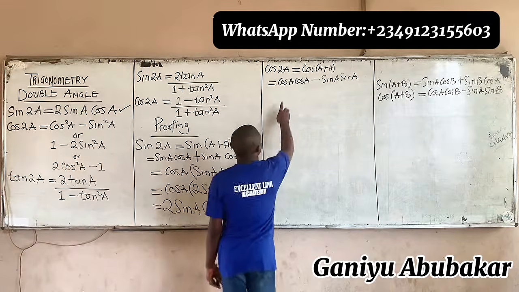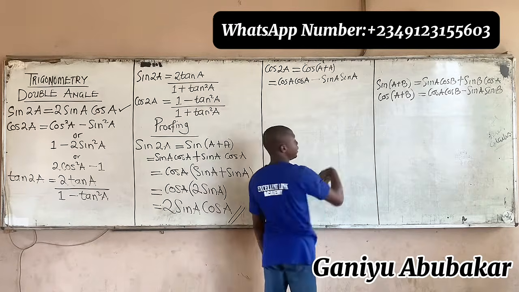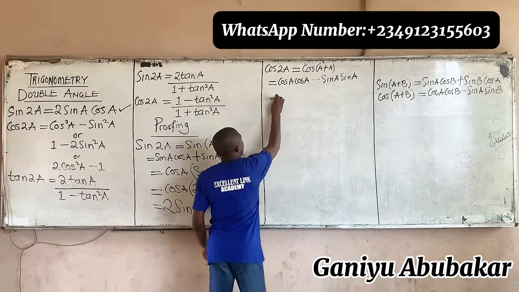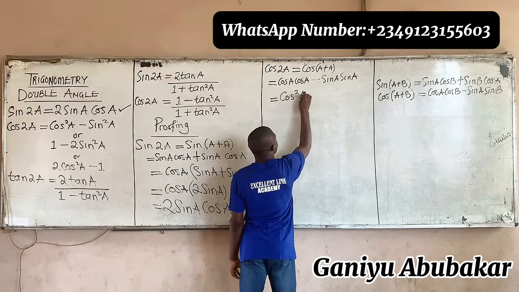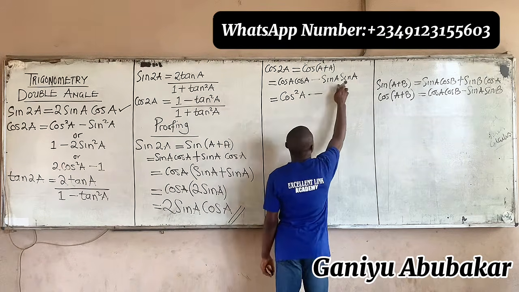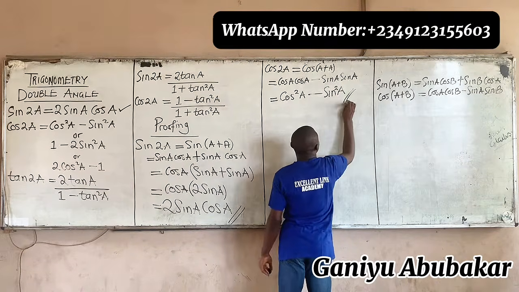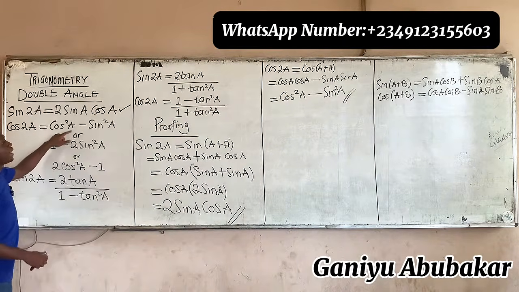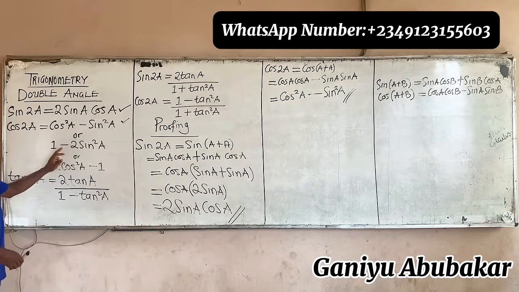Observe that cos A is multiplying cos A. Similarly, sine A is still multiplying sine A. If cos A multiplies cos A, I'll have cos squared A, minus, if sine A multiplies sine A, I'll have sine squared A. This is first proving for cos 2A as being equal to cos squared A minus sine squared A. I have proved this one. Let's see how we arrive at the other expressions for cos 2A.